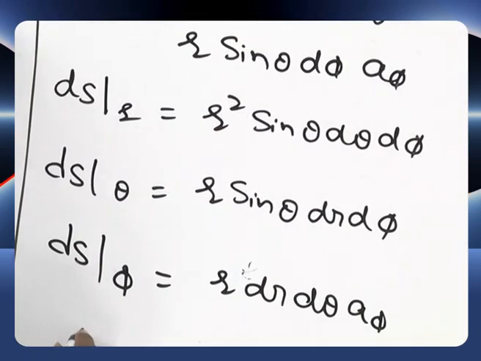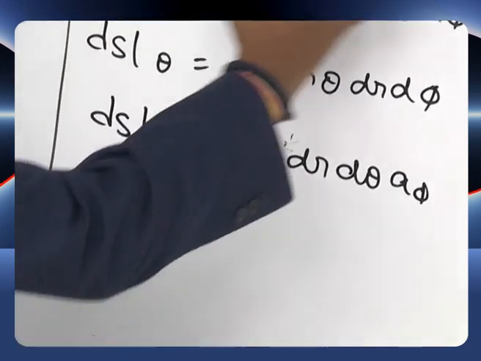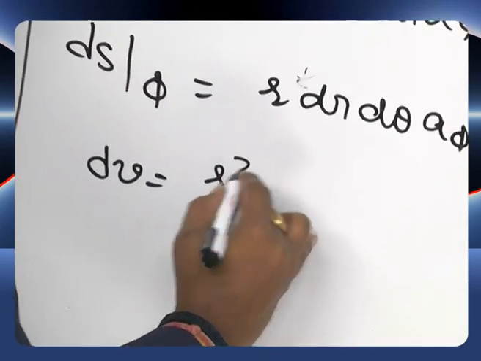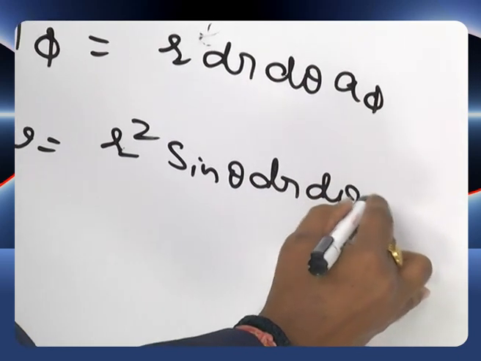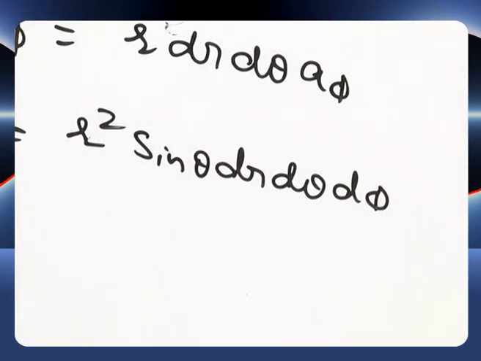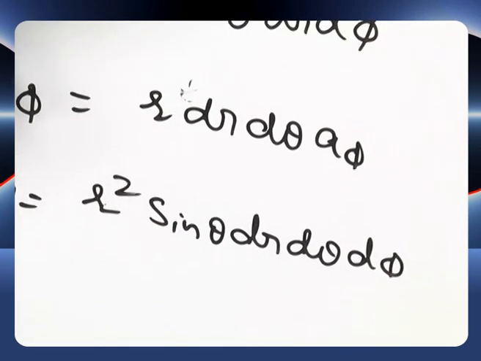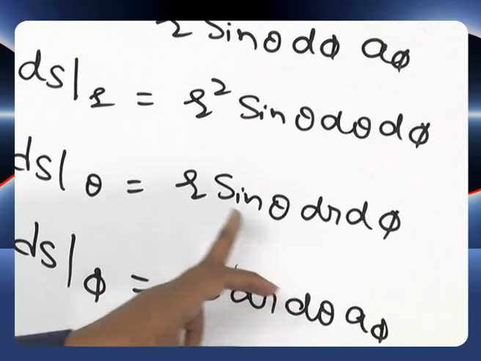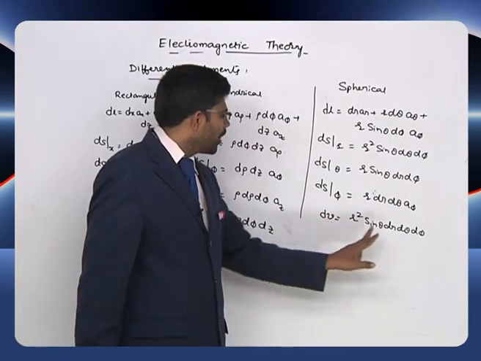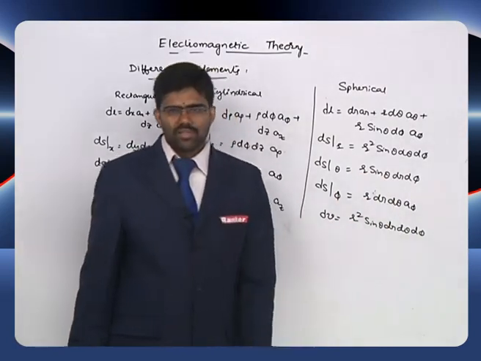And the last one, differential volume. Differential volume is equal to the multiplication of these three: r squared sin theta dr d theta d phi. Observe here also, for differential length only one differential element exists, differential surface 2 differential elements, differential volume 3 differential elements.